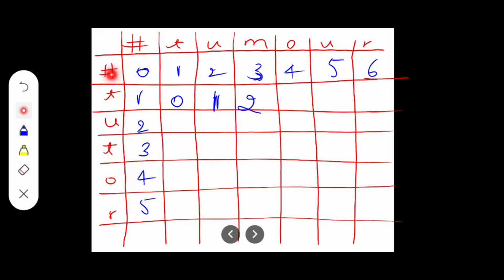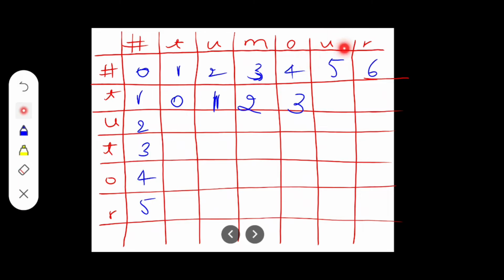Next, similarly, T is compared with O now. Is T equal to O? No, right? T is not equal to O. If it is not equal, then what is the condition? We have to take the minimum element and add 1 to it. Here we have to fill this box, right? You see these previous 3 boxes. Which is the minimum element among 2, 3 and 4? It is 2, right? Minimum element plus 1, that is 2 plus 1. 2 plus 1 is 3. So that is 3.